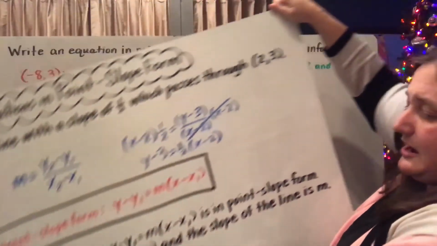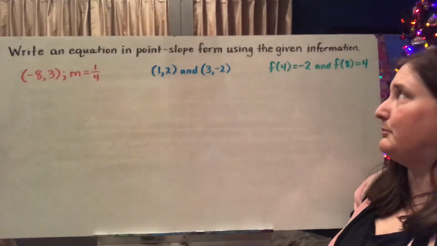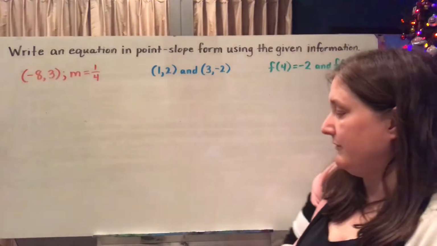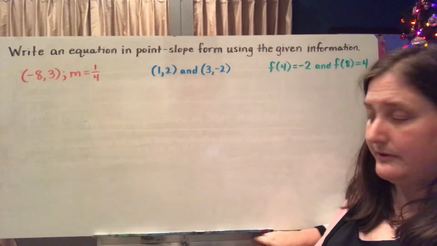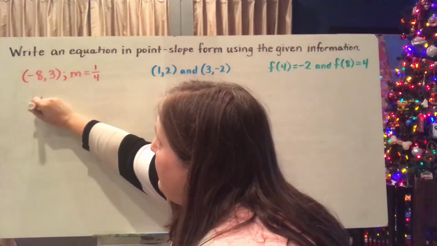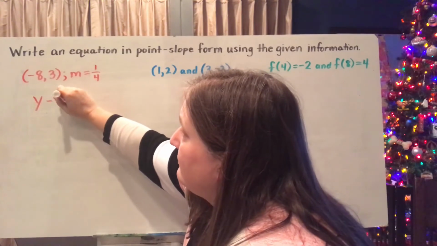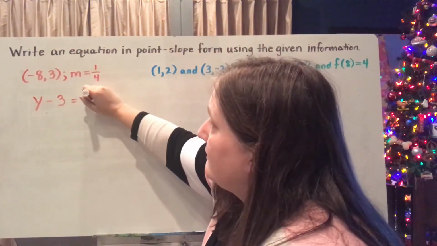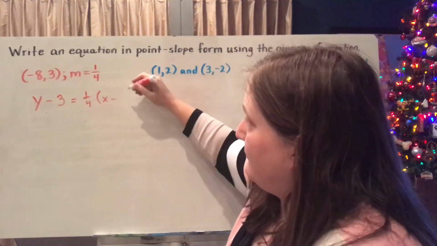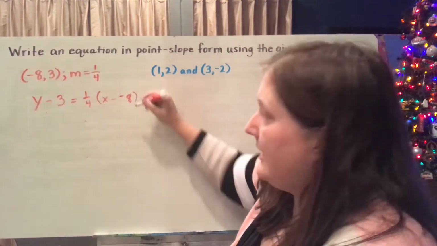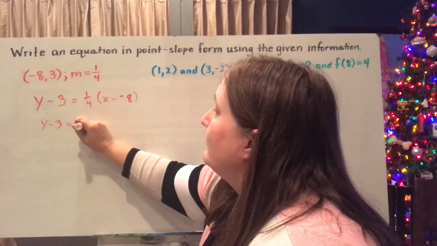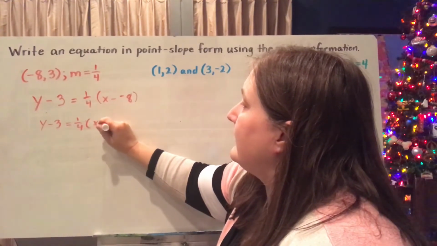So let's actually try to write some equations in point-slope form with different given information. So in this first problem, we're given a point and we're given the slope. So our point-slope form says we're going to do y minus our y value, which in this case is 3, and that's going to equal our slope times x minus the x value of our point, which here is -8. And I can simplify this one just a little bit. y minus 3 equals 1/4 times x plus 8.